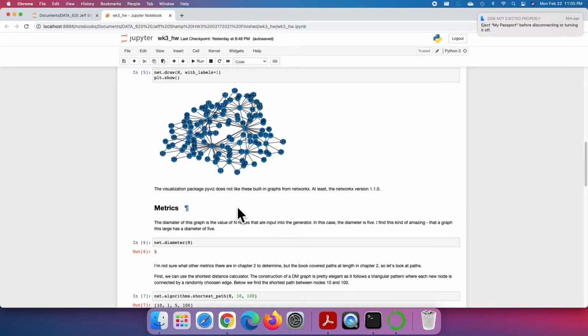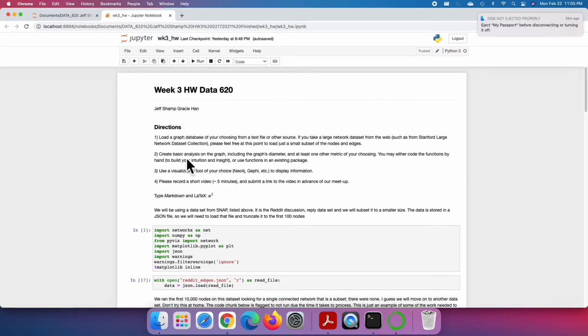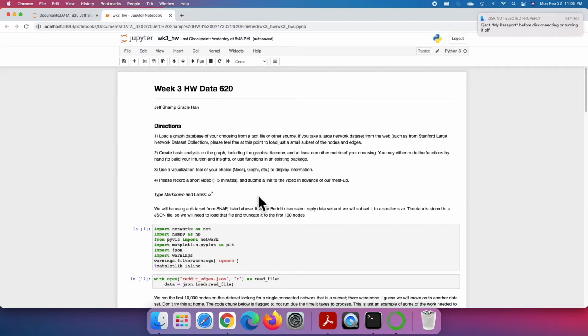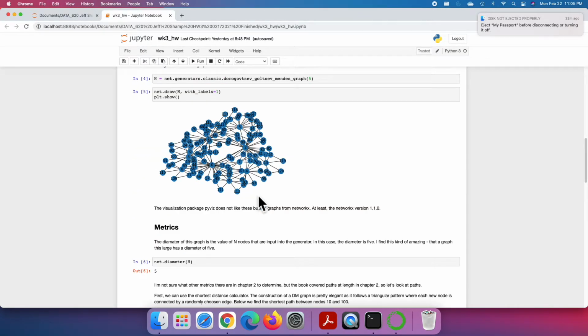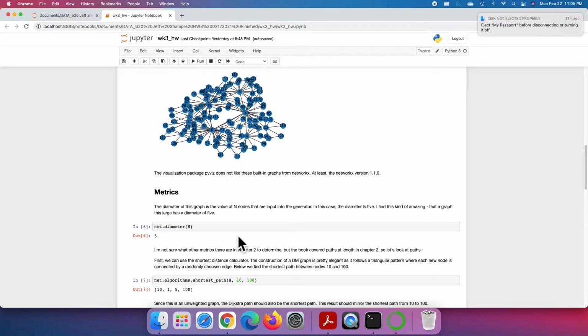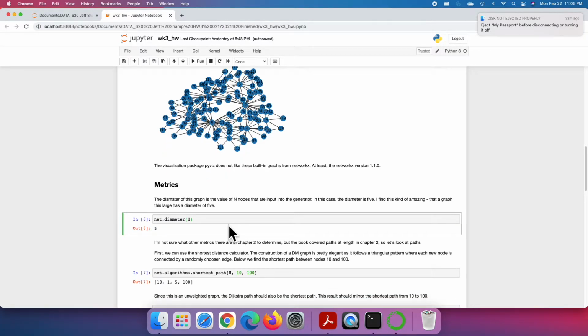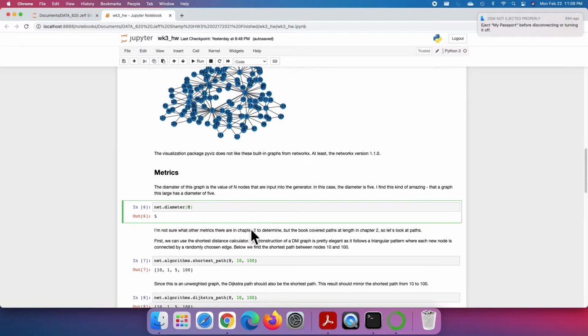So next, as the professor has asked, looking at some analysis. So the first analysis, the metrics. The diameter of this network is 5. It's amazing that even despite the large data set, it has a small diameter.